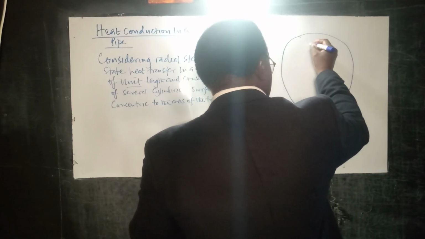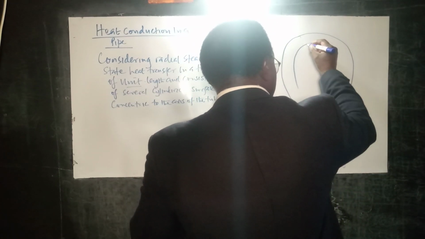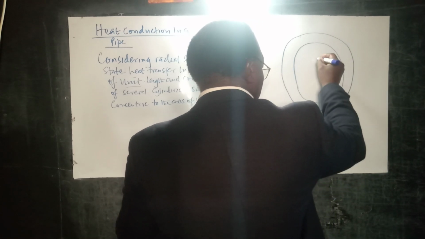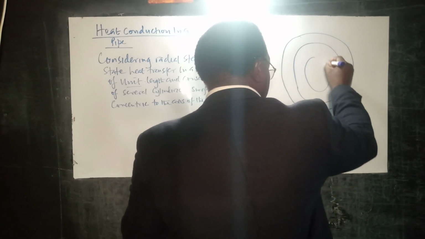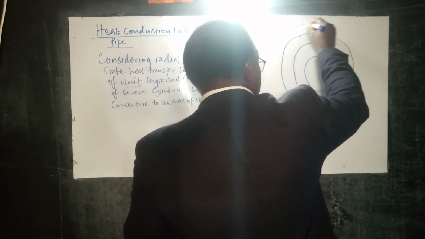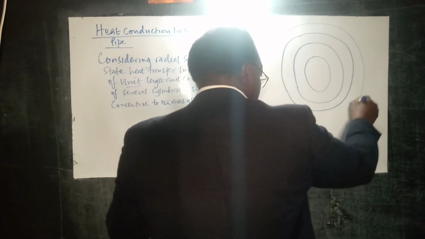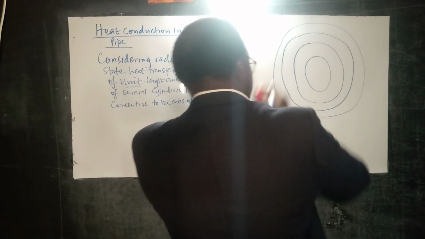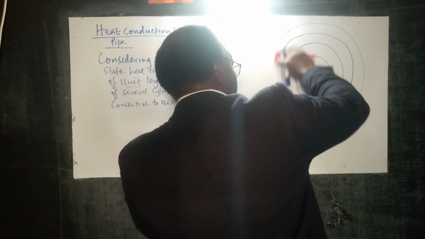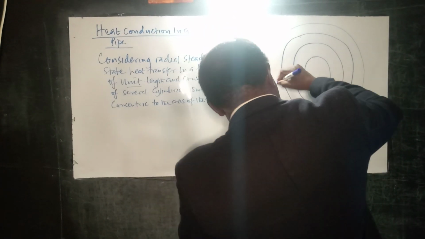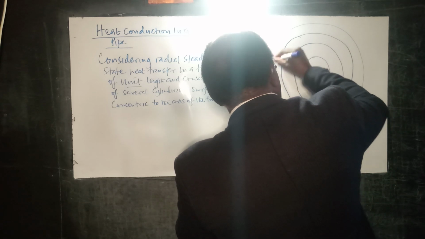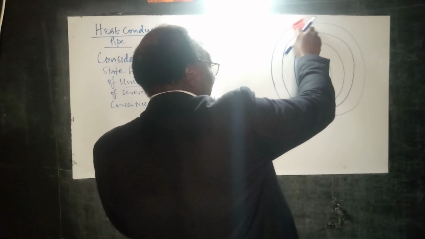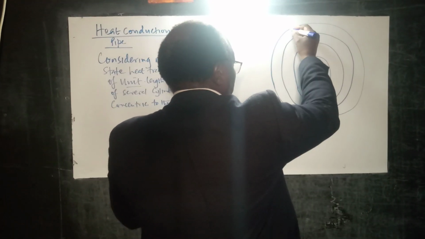One. The other cylindrical surface is that one. Let's put that one as the other one. And let's put that one as the other one. They are not perfect circles, but they'll be able to explain the point.